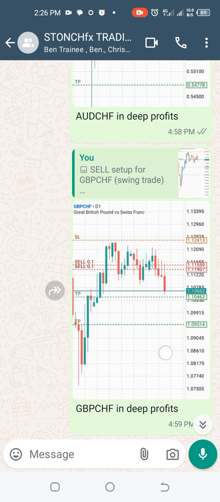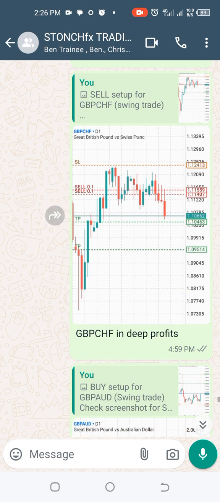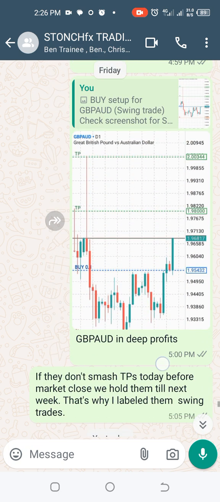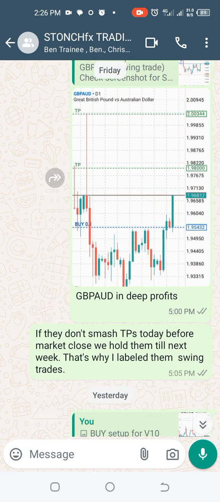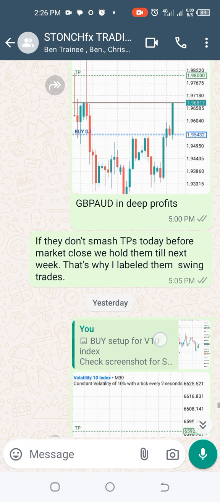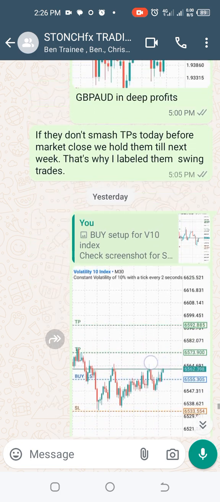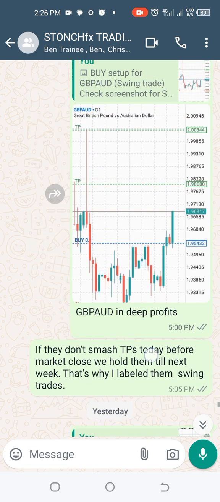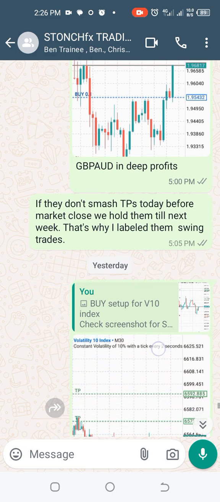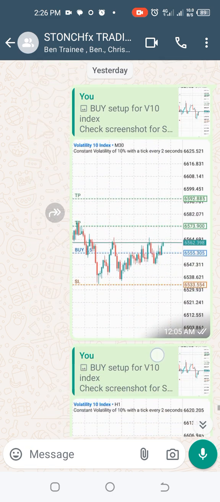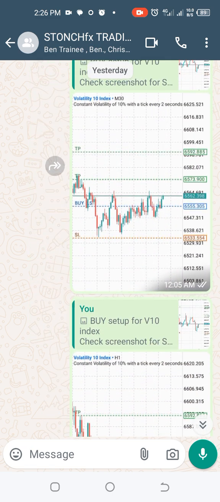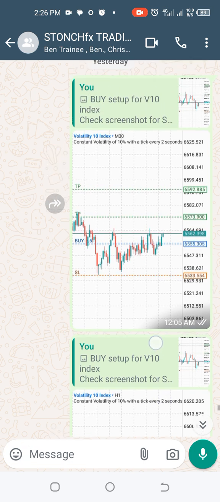AUD-CHF in deep profit, GBP-CHF in deep profit, GBP-AUD in deep profit. And if TP is not smashed, then we're taking it over to this week. So we're having a lot of TPs to be smashed this week accordingly.